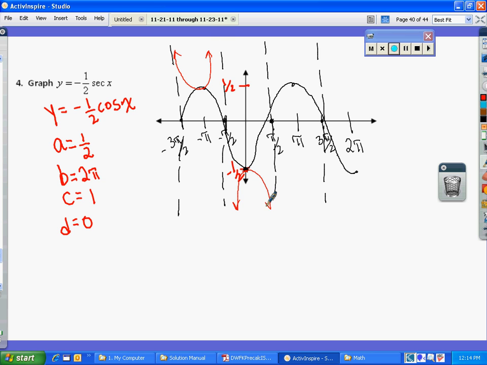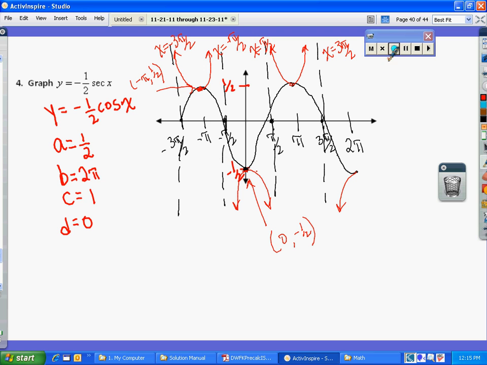You want to go back and make sure that you label your asymptotes and some of the vertices of the parabolas that you draw. So this is going to be x equals 3 pi over 2. This is going to be x equals pi over 2. This is going to be x equals negative pi over 2. And this is going to be x equals negative 3 pi over 2. And then some of the vertices, if you want to label this point here, that's going to be negative pi comma 1/2. And this point here is going to be 0, negative 1/2. Etc.